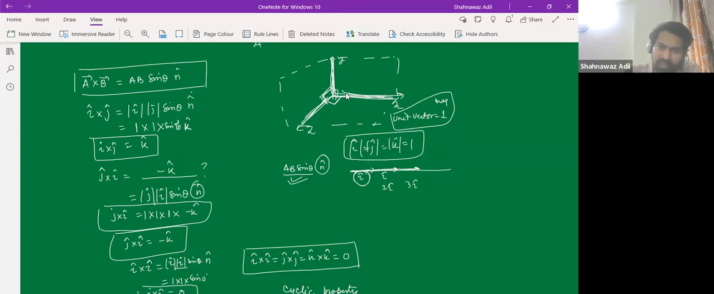So this is I hat, this is J hat, and this is K hat. So these are perfectly correct, and we can always look at the rooms in the corner, and when we see these things, these will represent I, J and K.